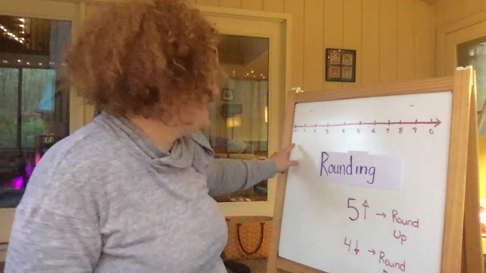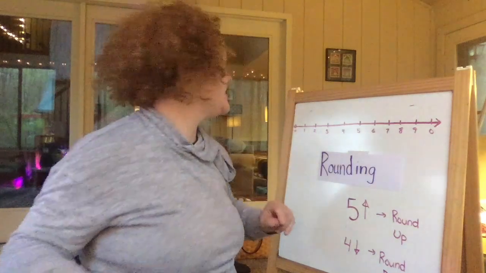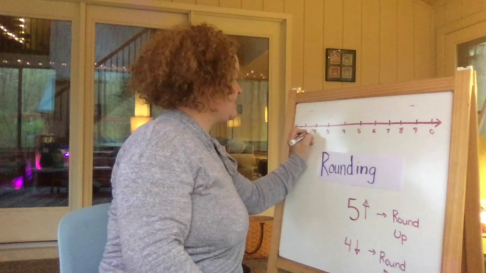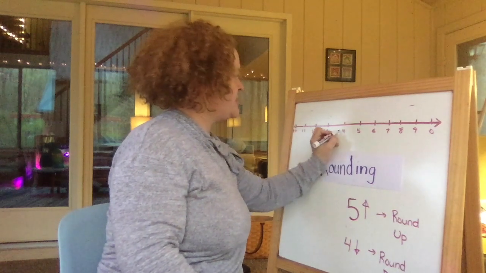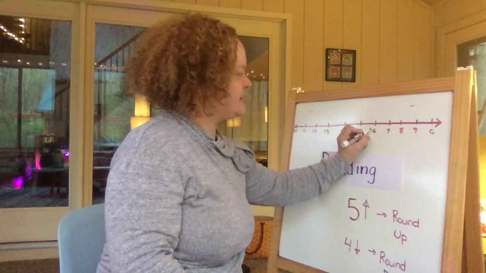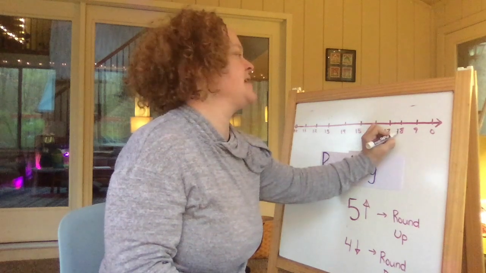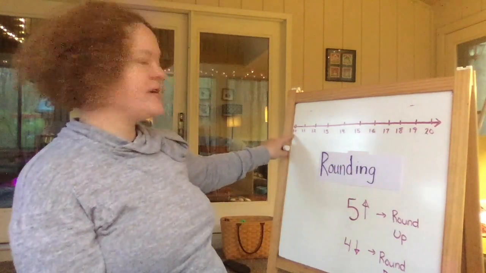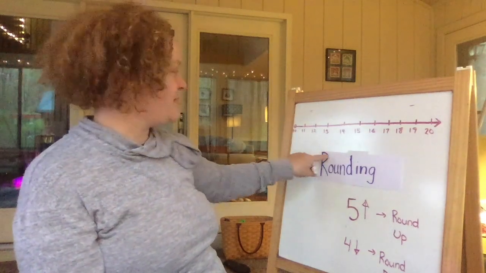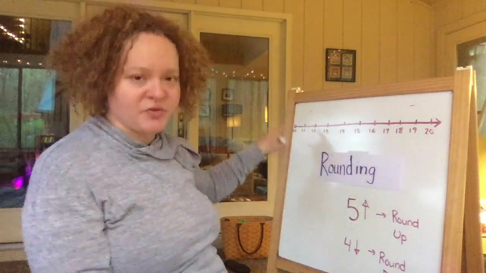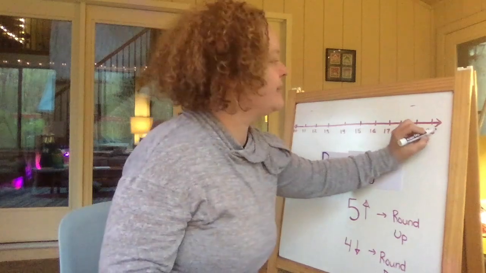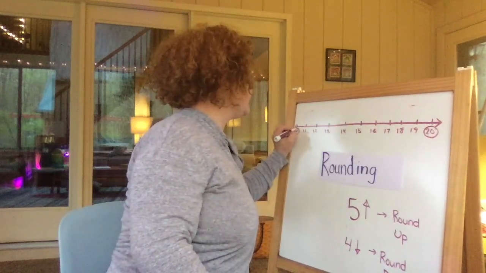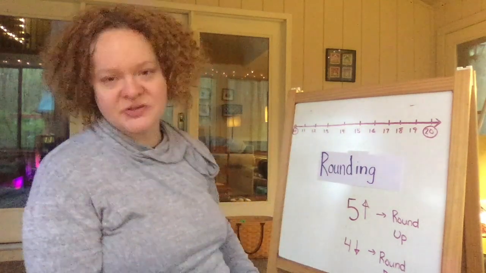And we're done. So let's make this 10, 11, 12, 13, 14, 15, 16, 17, 18, 19, 20. So now our nearest tens, if we're rounding any of these numbers in between to the nearest 10, the tens we're looking at are 10 and 20.